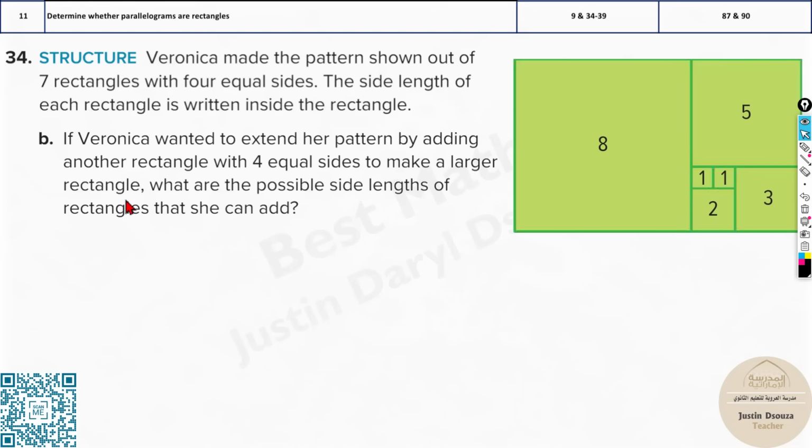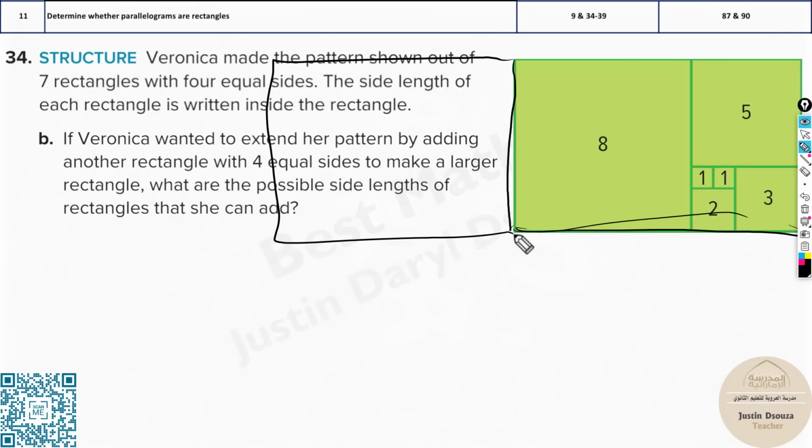And the B part of the question is, if Veronica wanted to extend the pattern by adding another rectangle with 4 equal sides, okay, another rectangle will be added, but the sides will be equal. To make a larger rectangle, what are the possible side lengths of the rectangle that she can add? Now here, what is this length over here? It's 8, right? So then another 8 is possible, or she can add it over here down. What is the total length over here? 8 plus 5 is 13.